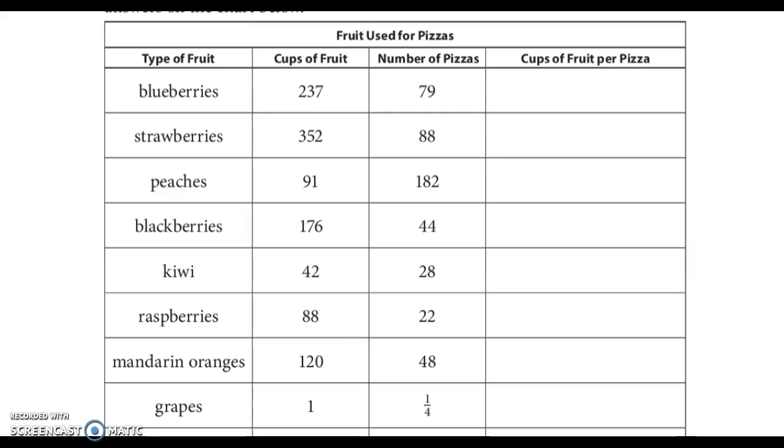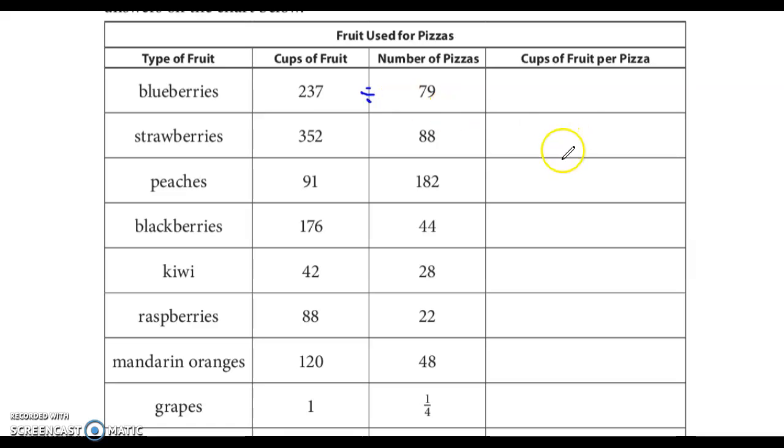So we are going to start with blueberries. And in their last fruit pizza they used 237 cups of blueberries, and they used that on 79 pizzas. So what we need to do is take our cups of fruit and divide them by the number of pizzas to tell us how many cups per fruit pizza. So that will tell us how many cups we have just on one pizza. So we're going to take 237 and divide it by 79.